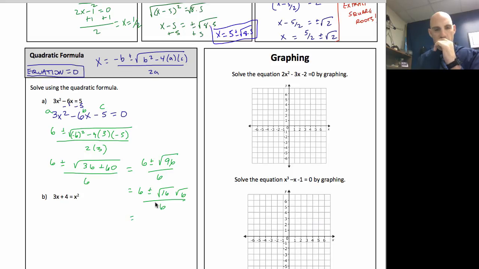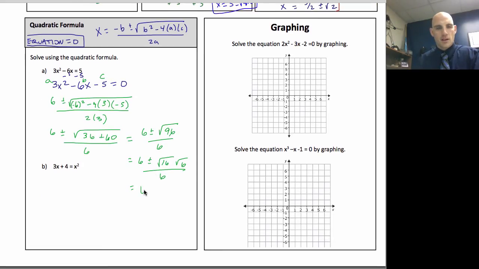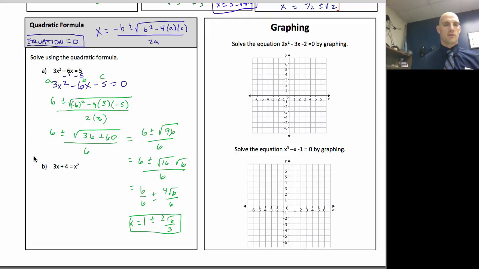over 6 is equal to 6 over 6 plus or minus 4 root 6 over 6. So I've got 1 plus or minus 2 square root 6 over 3. Okay, there's my answer. I have two answers, 1 plus 2 root 6 over 3 and 1 minus 2 root 6 over 3. All right, go ahead and try this one. When you come back, we'll do it together.